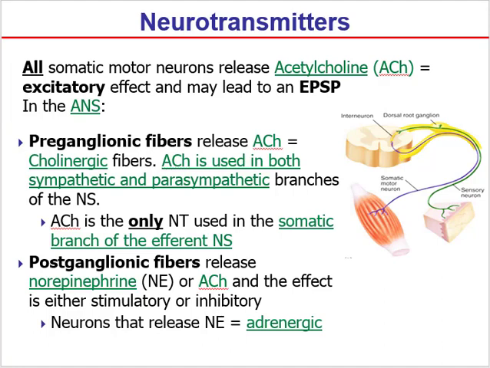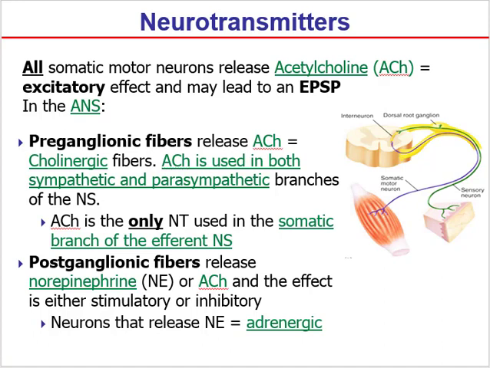In the autonomic nervous system, here are some things to remember. Preganglionic fibers release acetylcholine. Those are cholinergic fibers. Acetylcholine is in both sympathetic and parasympathetic branches of the nervous system. Acetylcholine is the only neurotransmitter used in the somatic branch of the efferent nervous system.